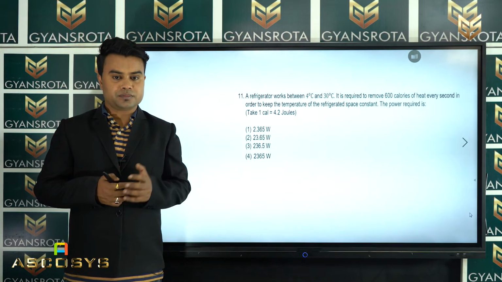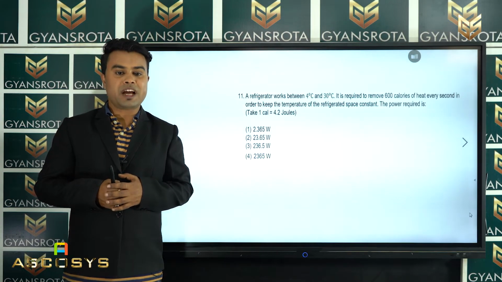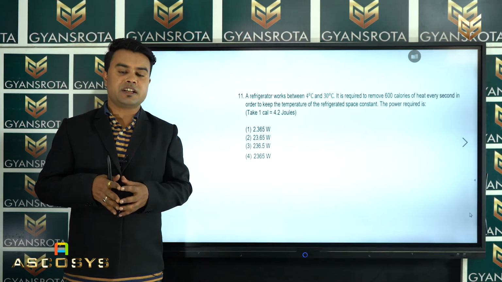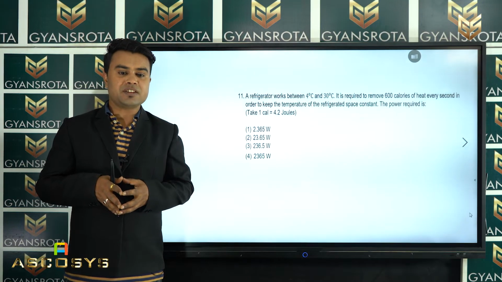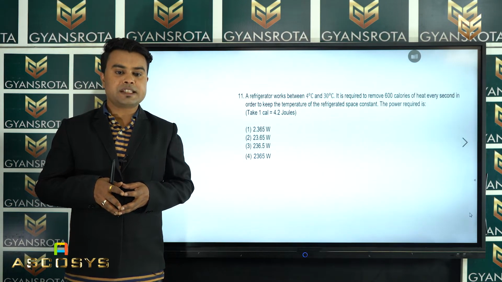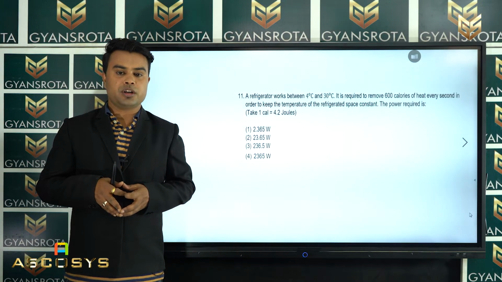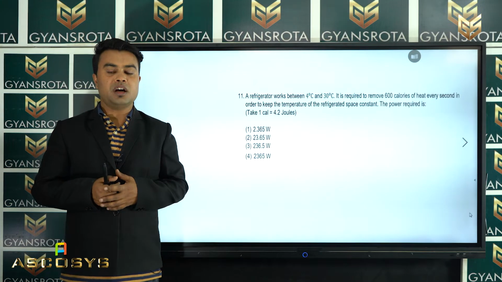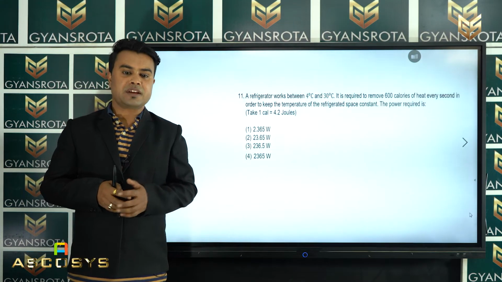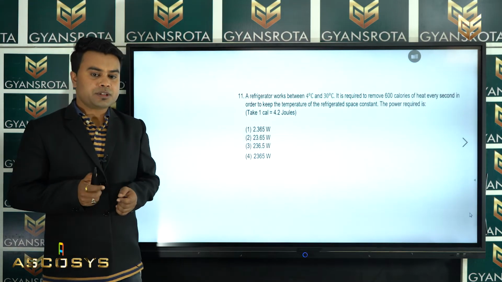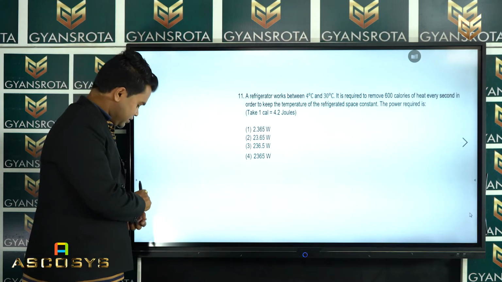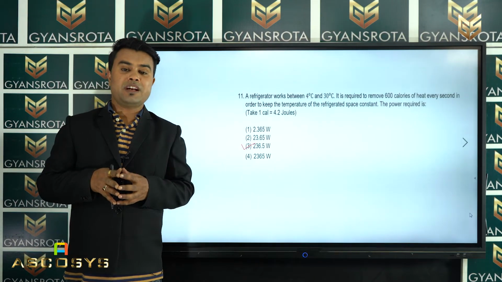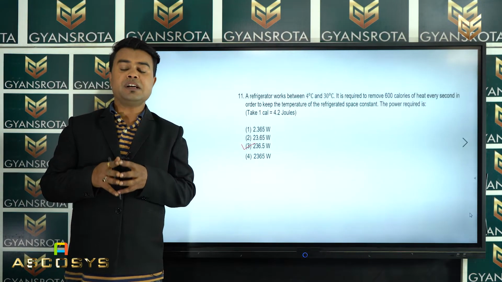So if you see, again this question is from thermodynamics and the topic is the reverse of heat engine, that is refrigerator, and the right answer for this option is 236.5 watt. Okay, you need to use the efficiency formula at first and then the power formula. The formula is there directly, you just have to put the formula and get the answer. So option number 3 is the correct answer, 236.5 watt.